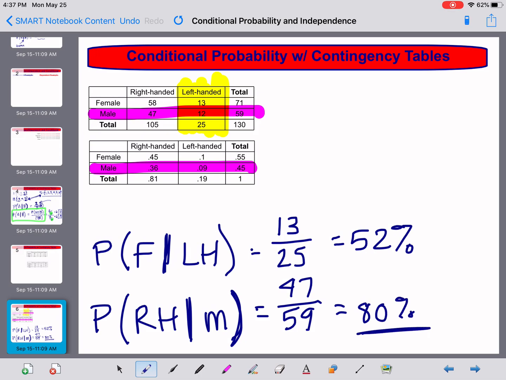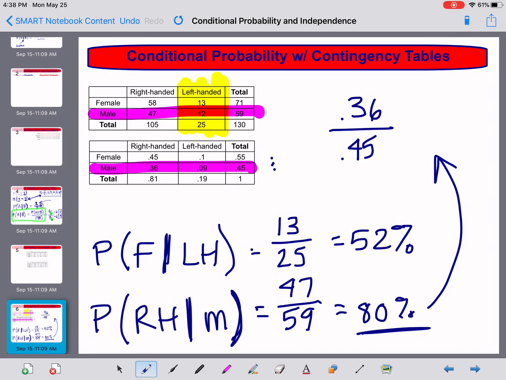Now, I guess I haven't been doing this the whole time, but you could do the same thing with your percentages. So as our ratio, 0.36 for male and right hand over 0.45, and we should get the same thing: 0.36 divided by 0.45. Yep, and because it's rounded to begin with, we get 0.8 or 80%. So we can do either one. That gives us the same representation of our probabilities.